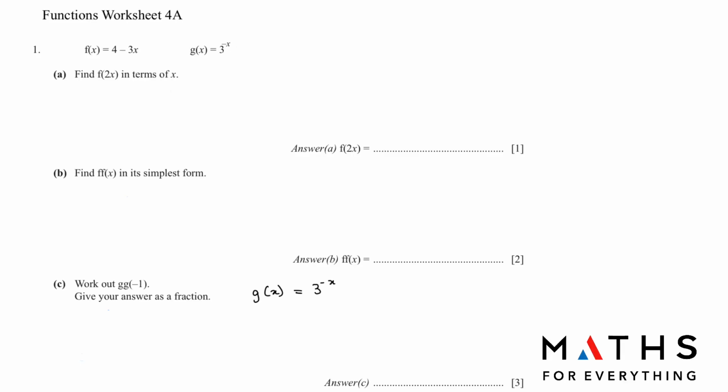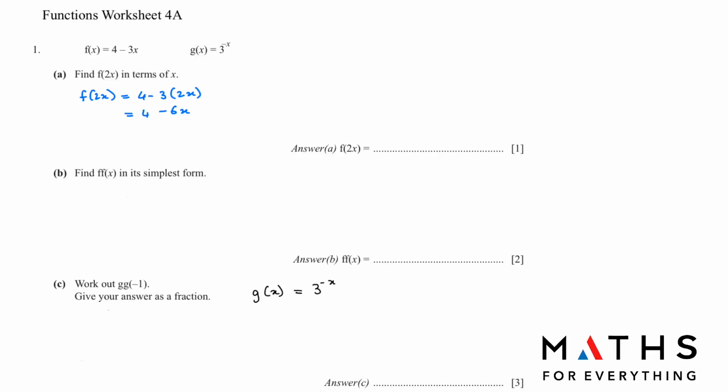So the first question: we have f of x is equal to 4 minus 3x and g of x is equal to 3 to the power of negative x. Find f of 2x in terms of x. It means wherever there is x in f of x, we are going to substitute it with 2x. So f of 2x is equal to 4 minus 3, bracket, replace the x with 2x. This will give us 4 minus 6x.